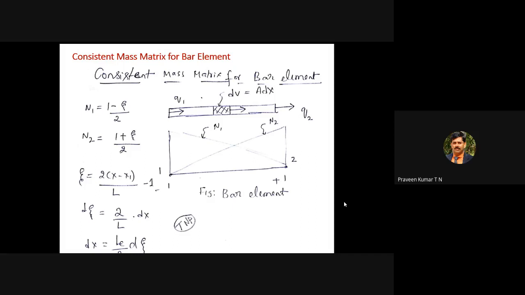Normally there are two types of mass matrix. One is the consistent mass matrix and the other is the lumped mass matrix. In the case of the consistent mass matrix, the mass is distributed uniformly throughout the beam or bar, hence it is referred to as a consistent mass matrix.